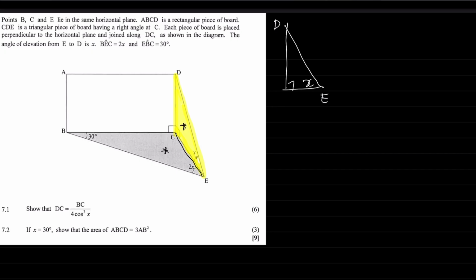Let's neaten this up a bit. That's C. So obviously we need D, and then we need to use CE and that angle x. So we've got the opposite, we've got the adjacent, we've got the angle, so we'll use tan here. We'll say that tan x is equal to DC over CE. Now let's rearrange this in terms of CE, since CE is the common theme here. CE is going to equal DC divided by tan x. Okay. Now let's shift our focus to this triangle right here.